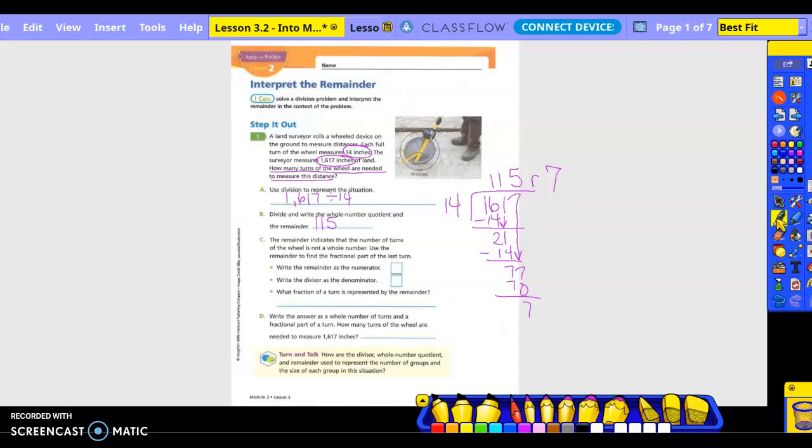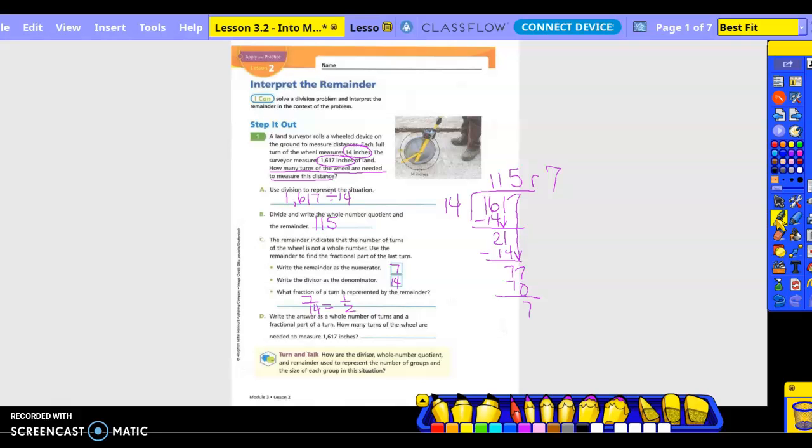Now, since we're using measurement, we can't say remainder 7 inches. Okay, so what can we use when we measure things? What have you seen on a ruler? Like 1/4, half inches. So you've seen fractions, right? Okay, so we'll write the remainder as the numerator and the divisor as the denominator. So what can we make that into? It's 7/14, which we could leave, but we want it as simple as possible. So 7/14 also equals half.